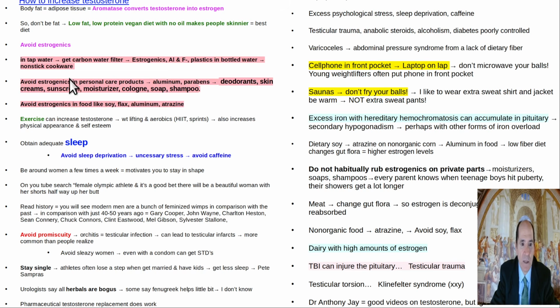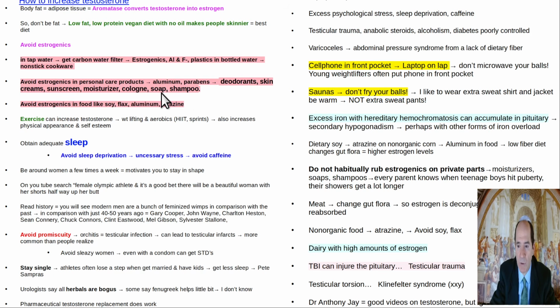You don't want to be using nonstick cookware. You're minimizing your personal care products. Like, you don't want to be rubbing stuff on yourself. You don't want to be using sunscreen, moisturizers, colognes. You don't even really need shampoo. I don't use shampoo. And I know I don't have that much hair, but for most people, they can get by with just water, okay?